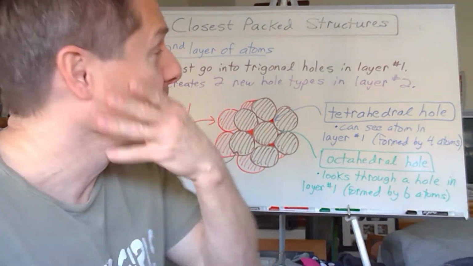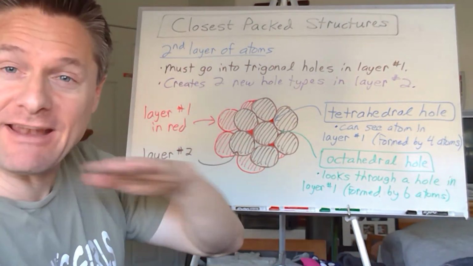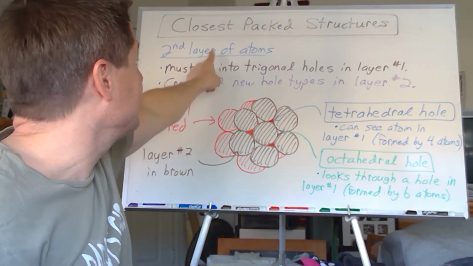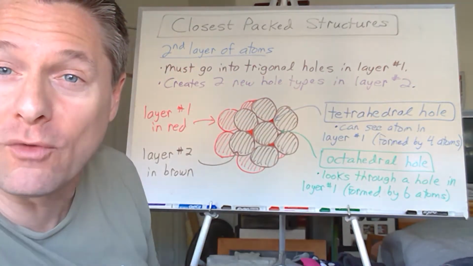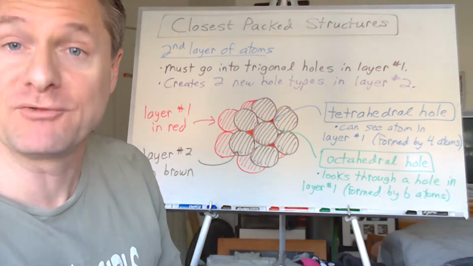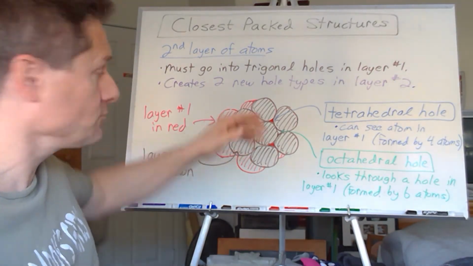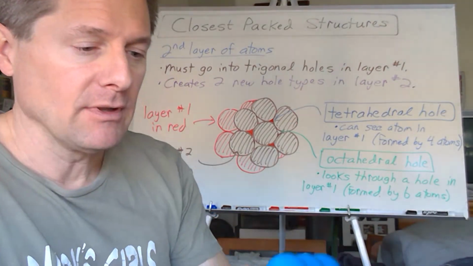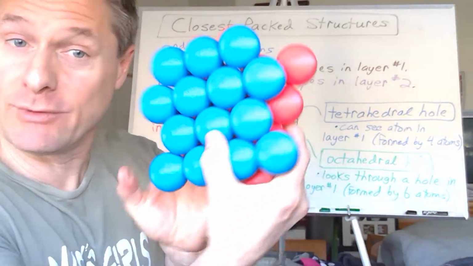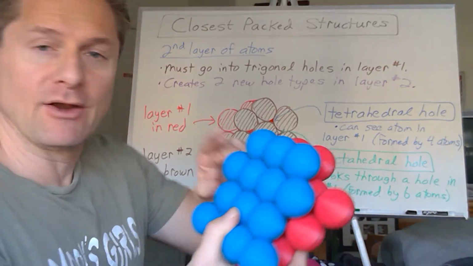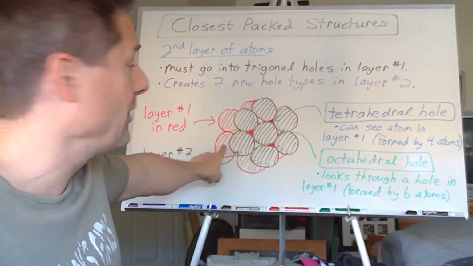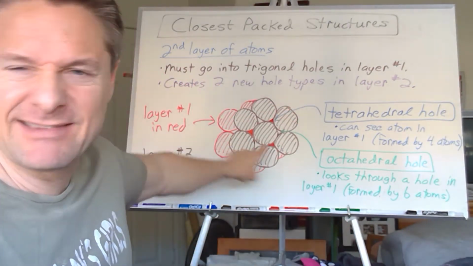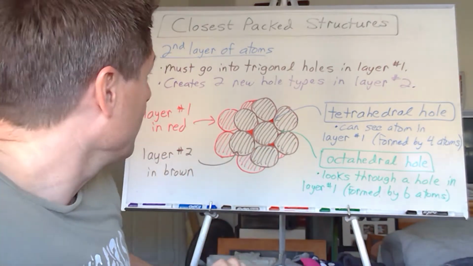Iteration number 6. All right, so we looked at that first layer and we saw that the second layer has to go into the trigonal holes in layer number 1. No option, right? No option whatsoever. So layer number 1, trigonal holes, boop. Layer number 2 goes into the trigonal holes. We'll do the layer 2 in blue. I should have done that in blue. Here I did layer number 1 in red, but I did the second layer in brown. Wasn't thinking, I should have done blue, right?